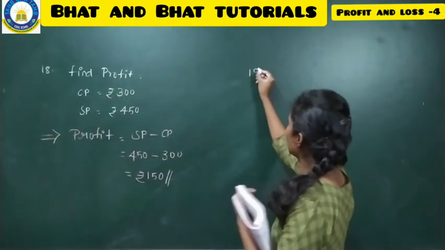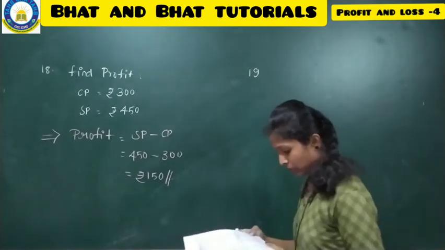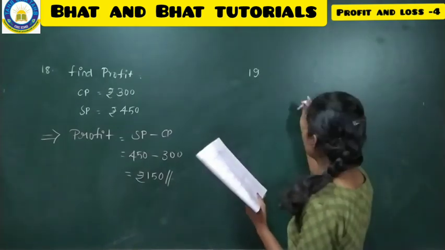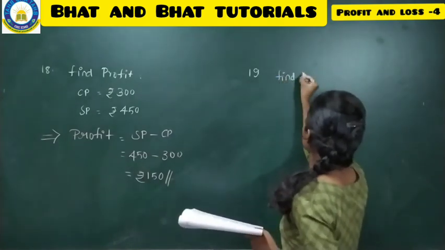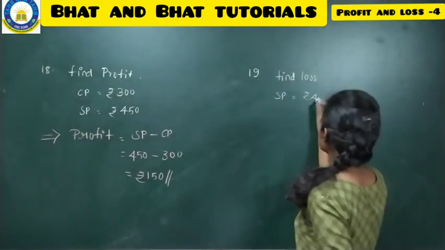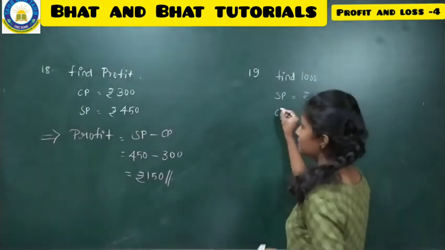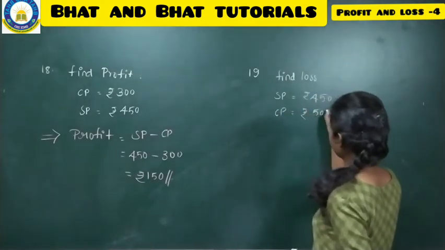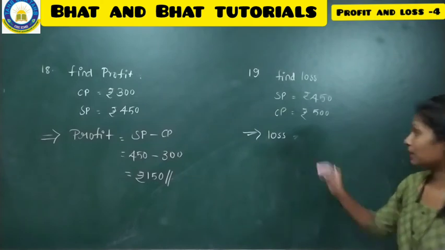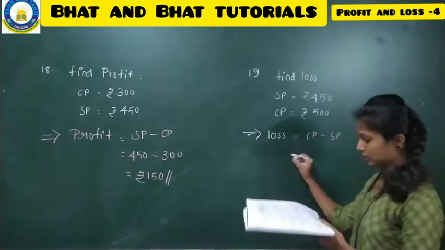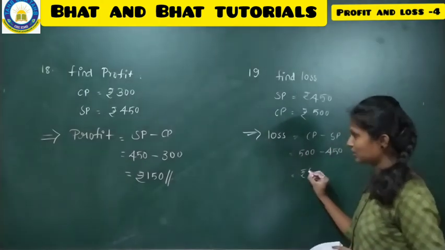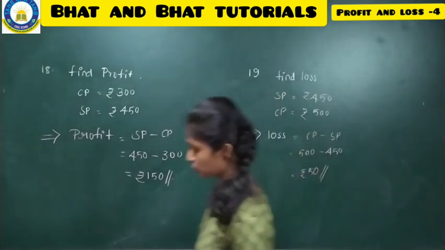You can just listen along with this. The 19th one, they might ask you like this. Find loss, and they have given the information SP is rupees 450, the reverse question they have given. CP is equal to rupees 500. To find the loss, what is the formula? That is CP minus SP, that is 500 minus 450. The loss is rupees 50. Make a note regarding these two questions.